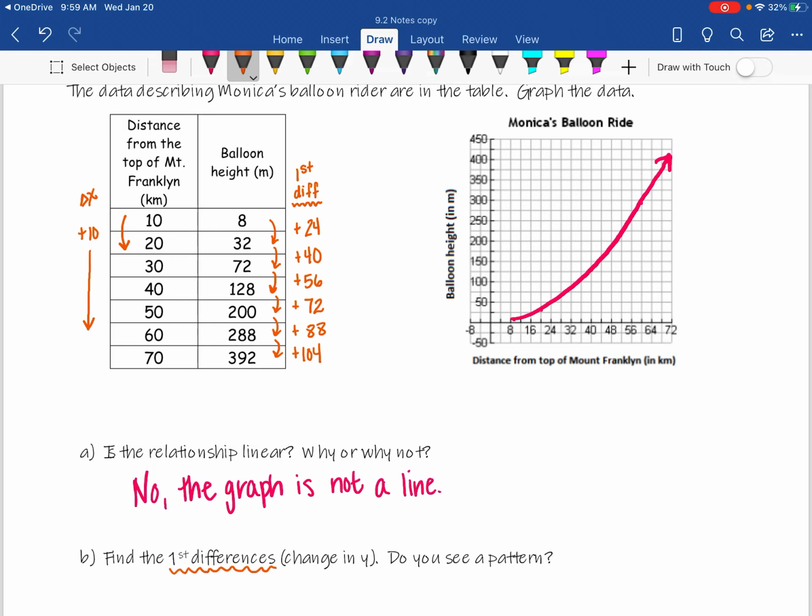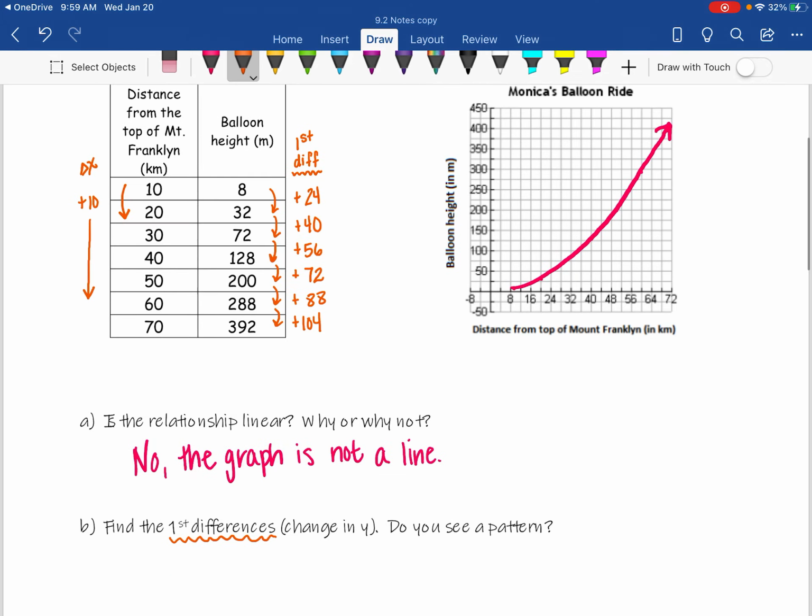Okay, so we've done the first differences, and then we're asked, do you see a pattern? We are used to seeing that first difference be the same number, because we're used to dealing with a linear relationship. Whenever we have a constant change in x, we have a constant change in y. That's not the case with this, and that's because this is not a linear function. So we're going to answer that there's not a pattern. Now we're going to explore further.